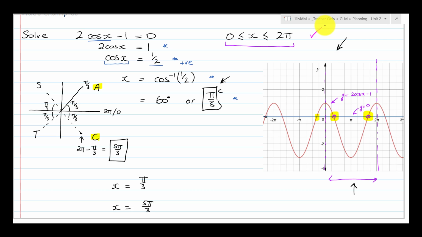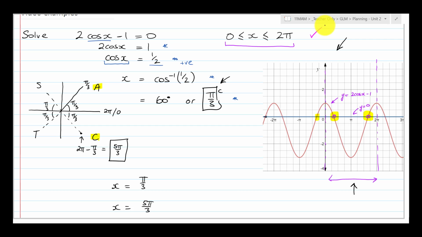Then solve to get the first solution using exact values or your calculator. Then find the second solution using your unit circle, which we've done. The fourth step, which we didn't have to do, is finding subsequent solutions beyond the one period by adding or subtracting a full rotation. So that's 2 pi or 360, depending on the units you're using. Then you need to find all the solutions within the domain you've been given.